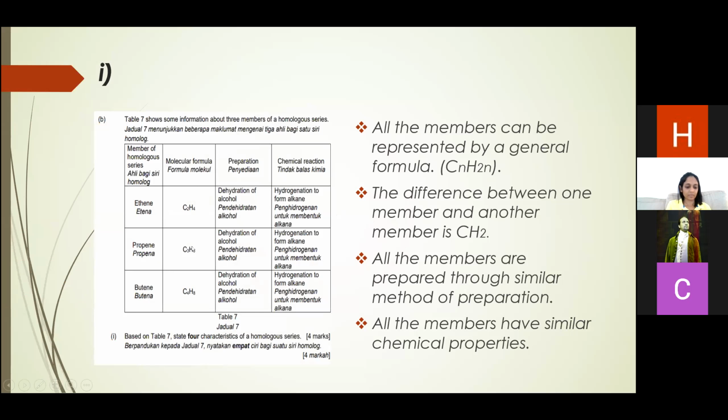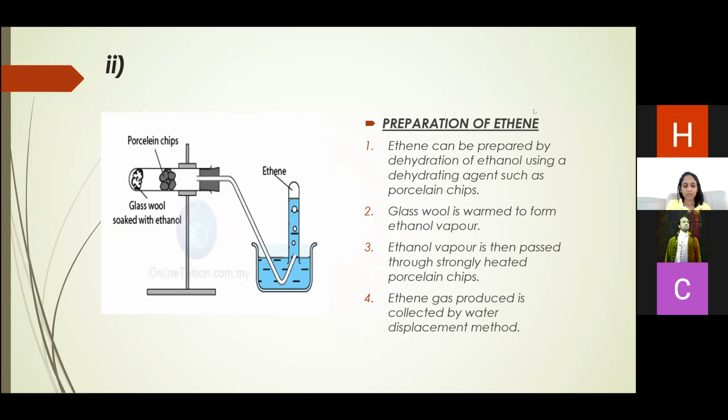From C2H4, we can add on 1 C and 2 H, we get C3H6. Third, all the members are prepared through a similar method of preparation. It is given in the table itself. All of them go through dehydration of alcohol. And lastly, all the members have similar chemical properties. As we can see on the table, they have mentioned the chemical reaction, hydrogenation to alkane. So there were 4 marks and 4 points. I just want to give one more point: they all contain the same functional group. Can you just write it down, all of you? Okay, got that? Okay, go on.